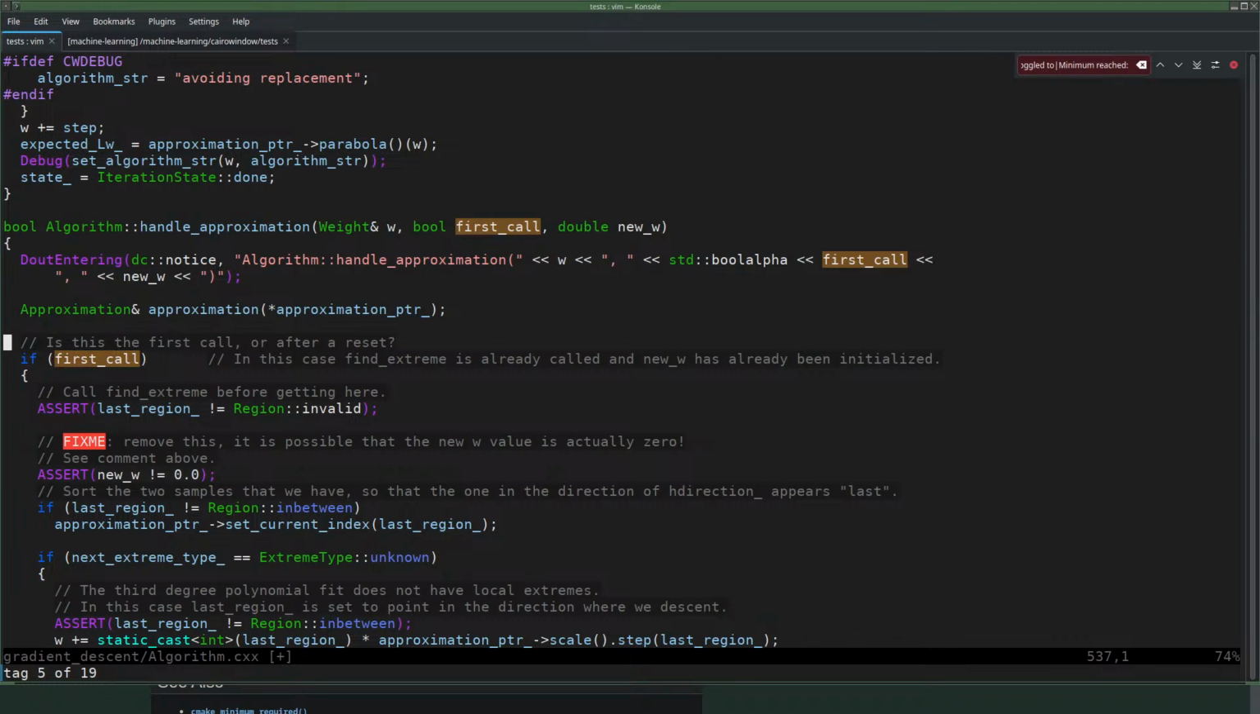Okay, so I think we have a minimum, and we don't approximation. I mean, if you have a minimum, we don't see where to jump, so the fourth degree polynomial didn't have any extremes, so we didn't jump anywhere. So we just continue in the same direction, uphill.